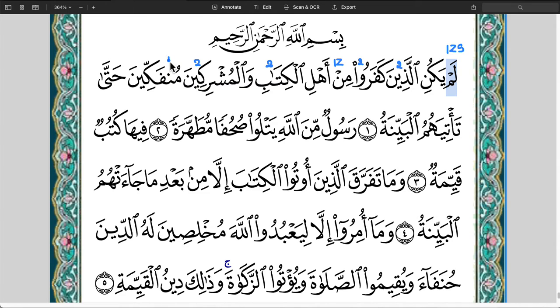Munfakkin. So here it is a rule of ikhfa, because we have a fa, so it is a light one. Okay. Kinna, natural mad. Hatta, natural mad. Ta'tihim al-bayyinah. So we stop here with a ha. Ra is heavy. Rasulun, natural mad. So we have nun sakin followed by mim. Rasulun, this is complete merging. It is idgham. Idgham. Okay.